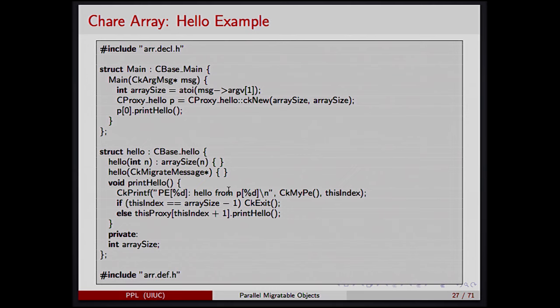If it is the last index, that's fine, then it exits. Otherwise, it sends the message to the next one: this proxy square bracket, this index plus one, dot print hello. Invoke the print hello method on the next object of my collection. My collection is this proxy, and this index is my index into it, and then you're adding one to that. Does that make sense? So this is how object collections work.